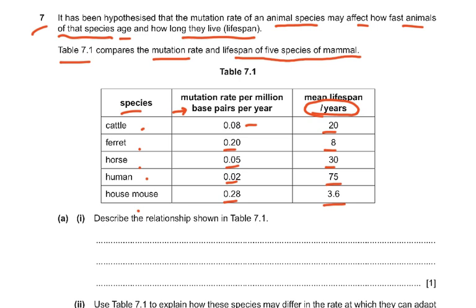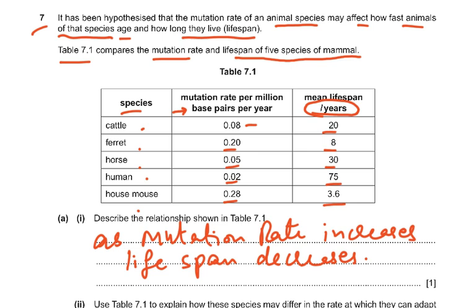Describe the relation shown in table 7.1. Now what is it showing you? As mutation rate increases, lifespan decreases. Mean lifespan: 0.08, then 0.20, and the mean lifespan in years was 8 years. So as mutation rate increases, mean lifespan decreases. So mutation rate increases, lifespan decreases.